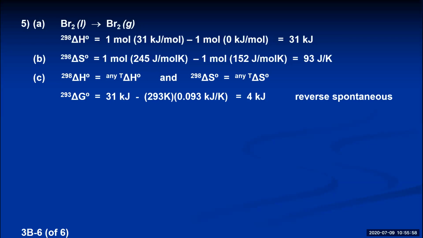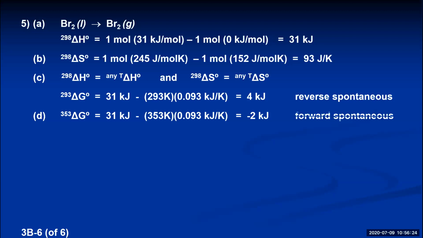D, calculate the standard free energy change for the reaction at 353 Kelvin, which is a much higher temperature, and tell if the forward or reverse reaction is spontaneous. We'll just do it the same way. Now at 353, it's going to be 31 kilojoules minus 353 times 0.093 kilojoules per Kelvin. Kilojoules minus kilojoules, I get -2. And because that's a negative value, then at this elevated temperature, way above room temperature, the forward reaction is spontaneous. So if you have hot liquid bromine, it's going to turn into gaseous bromine. It's going to vaporize or boil.